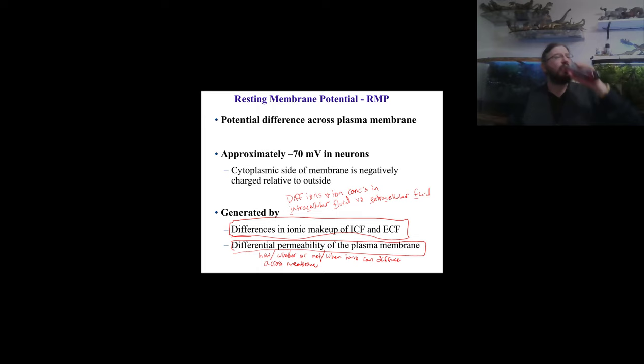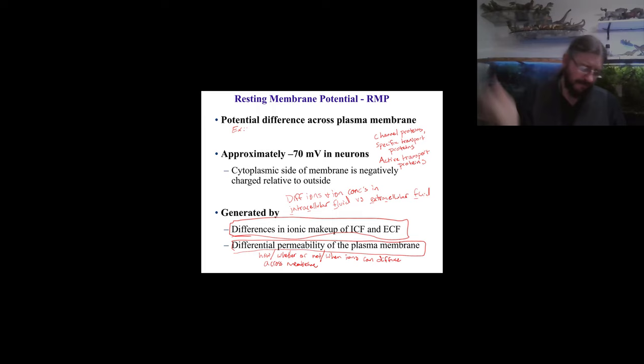And it may be able to affect that permeability over time. So it could alter that permeability using things like channel proteins, specific transport proteins, and active transport proteins. Just for example, the sodium-potassium pump helps with the homeostasis of that resting membrane potential by reducing the interior charge.